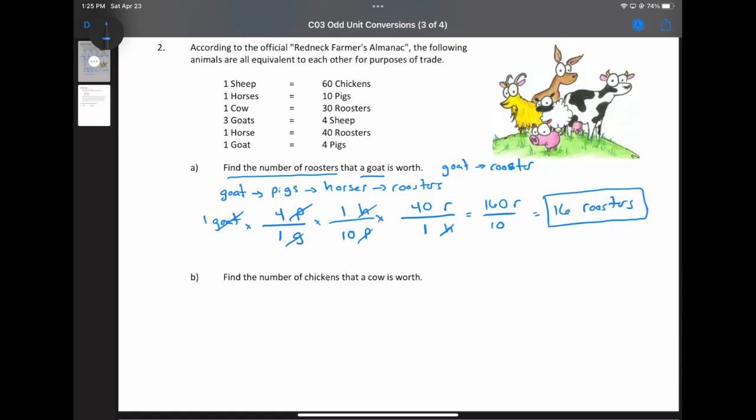Okay, for the second one, part B, we want to find the number of chickens a cow is worth. So we know we start with a cow. We want to find the number of chickens. So we want cow to chicken.